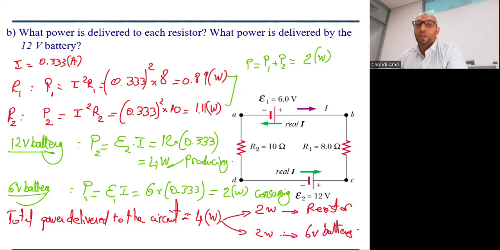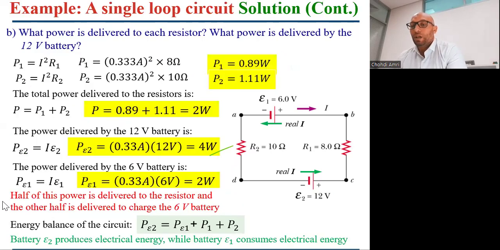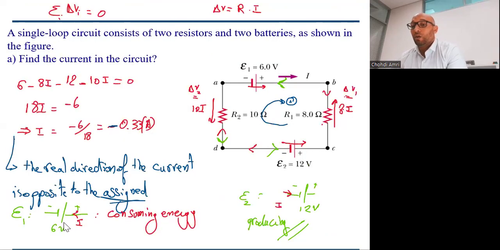And here we can say that we have a conservation of energy. Half of this power is delivered to the resistors, and half of the power is delivered to the 6-volt battery. We can say that epsilon 2 produces electric energy, while epsilon 1 consumes electrical energy, and this is the reason why. Because the real direction of the current for the 6-volt battery is going to the negative side of the battery, while for epsilon 2 it is going to the positive side of the battery. In this case, we can say that epsilon 1 is consuming and epsilon 2 is producing.